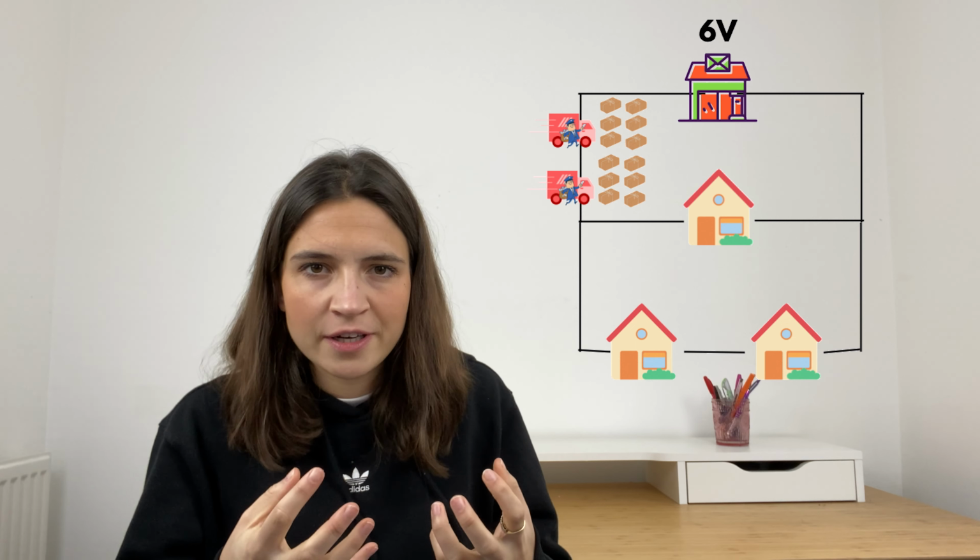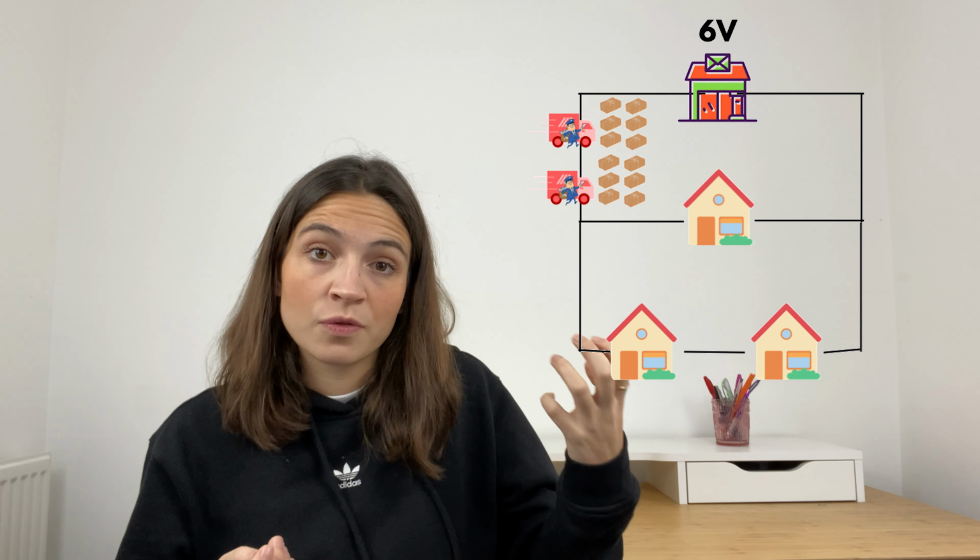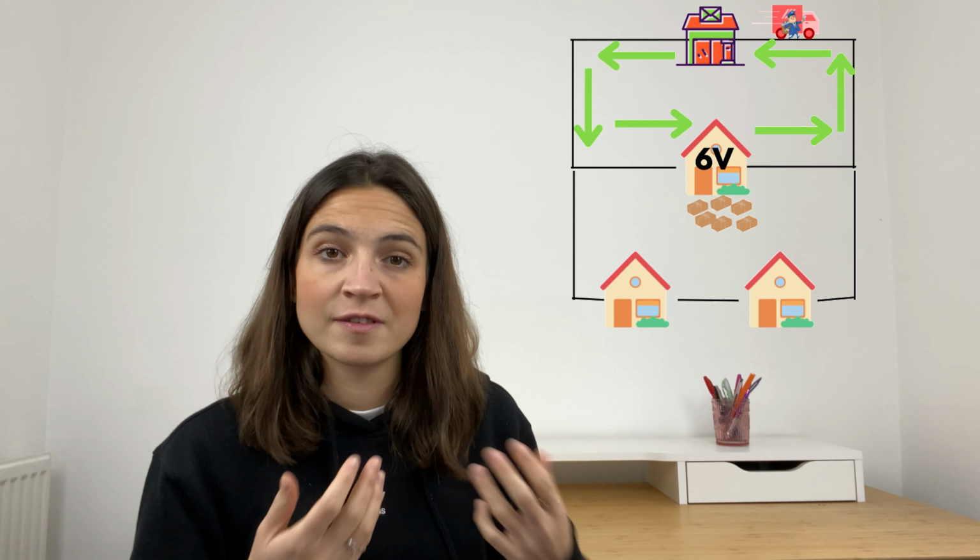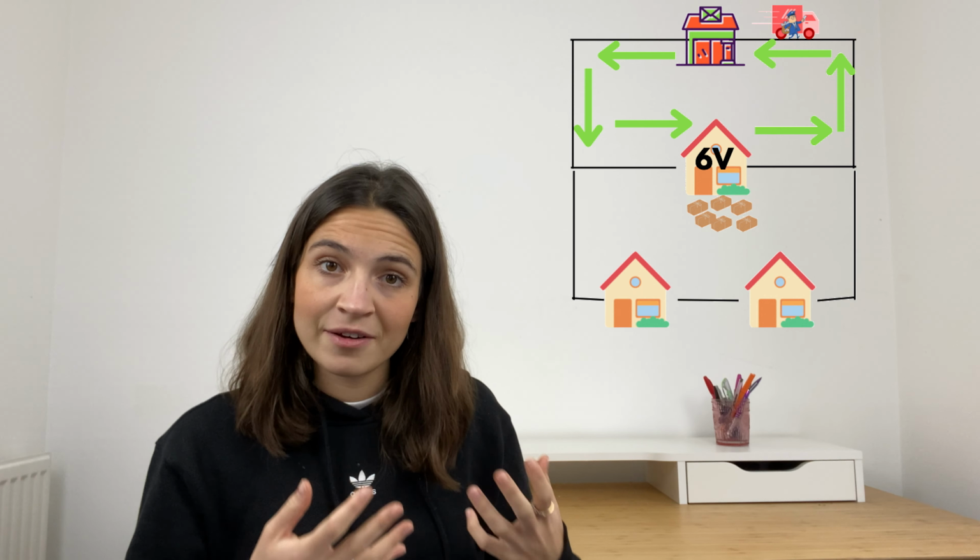Okay, let's follow the first one. He goes through the top branch, and on his route back to the cell, he only goes past this one house. So all of his packages get delivered there. The supply is 6 volts, so there are 6 volts over this bulb.